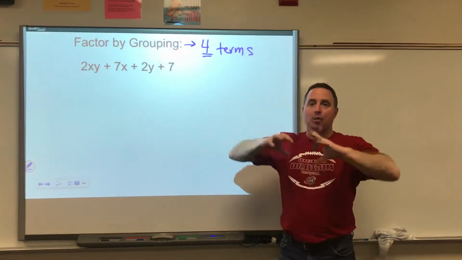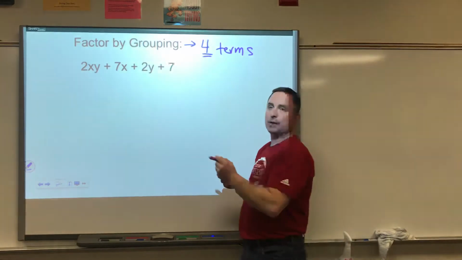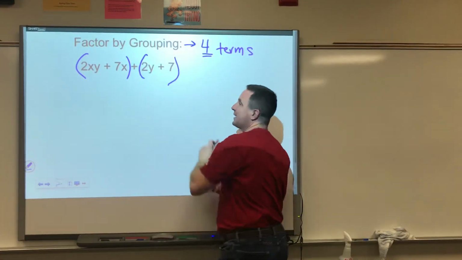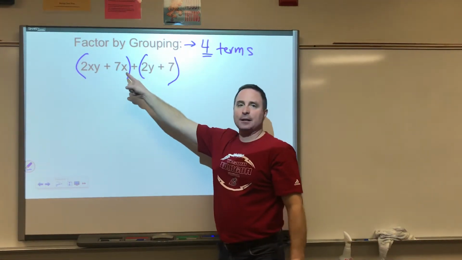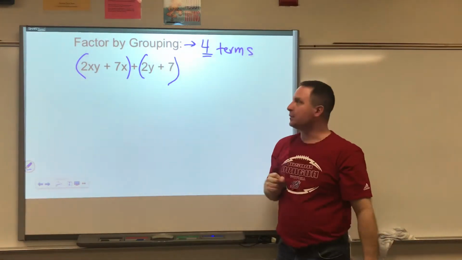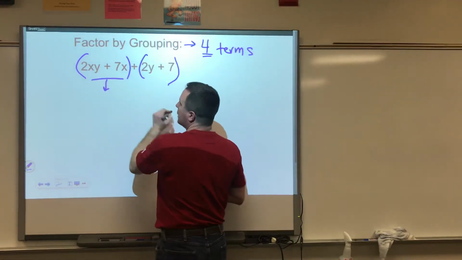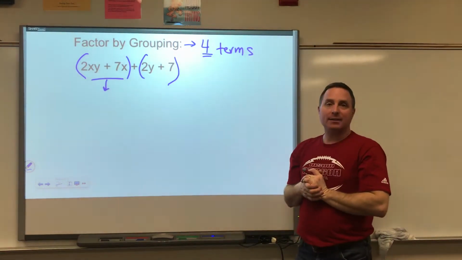Okay, we're going to group numbers together, and we're going to group 2 at a time. The way it works is we group the first 2 numbers together and the last 2 numbers together. Notice how I left the plus sign in between them. But we group the first 2 and we group the last 2. And then we do what we did a few minutes ago: we look at each group and try to factor out their greatest common factor.